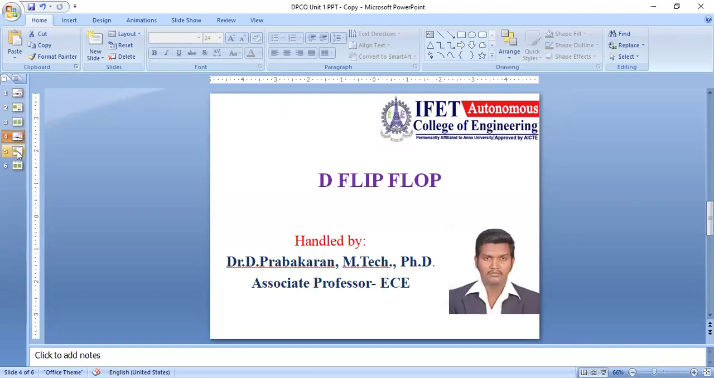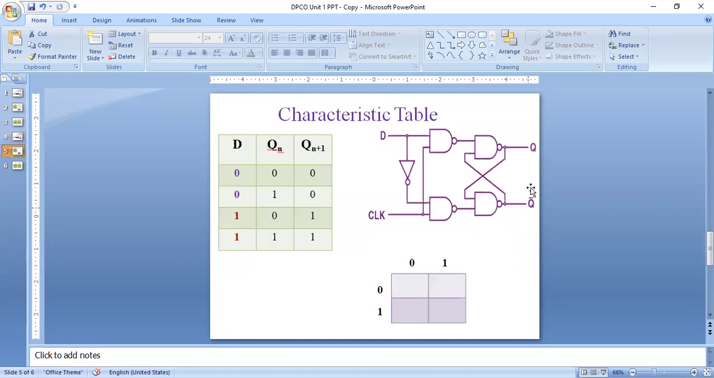So coming to the circuit diagram of the D flip-flop, look at this one. Here we are giving the same input to both the terminals, but we apply a NOT gate here, which is not there in the T flip-flop.